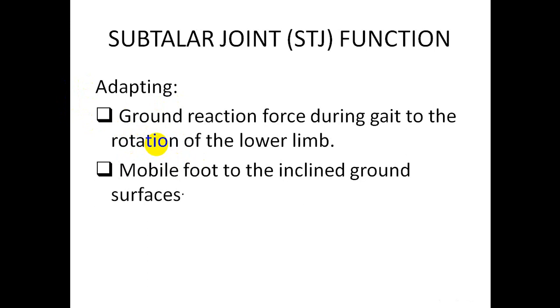So imagine an individual whose subtalar joint does not rotate with rotation of the leg. What will happen? The individual will stumble immediately. This rotation is in order to adapt to the ground reaction forces and the inclined surfaces of the ground.